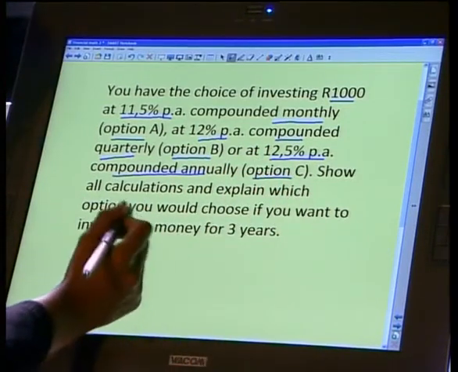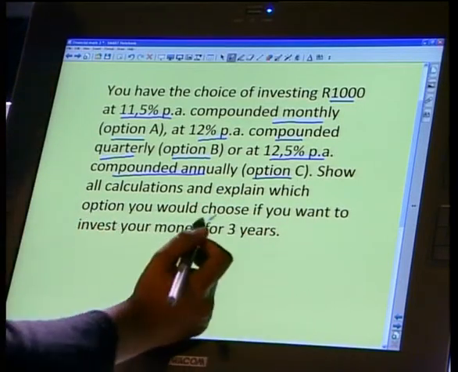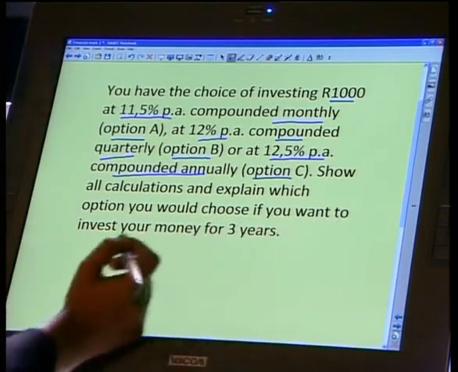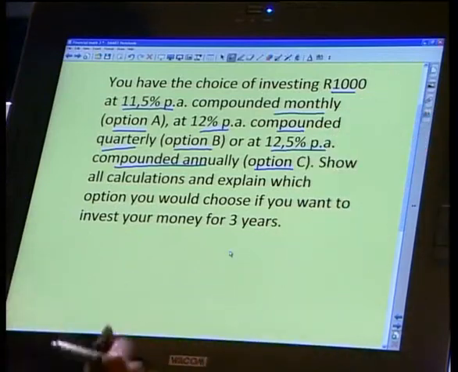They say show all calculations and explain which option you would choose if you want to invest your money for 3 years. So obviously, if you're investing money, you want to choose the best option that's going to give you the highest amount of money at the end of those 3 years. Okay, so you're obviously going to go for the option that's going to give you the most amount of money. So we've got to do each of them in turn.